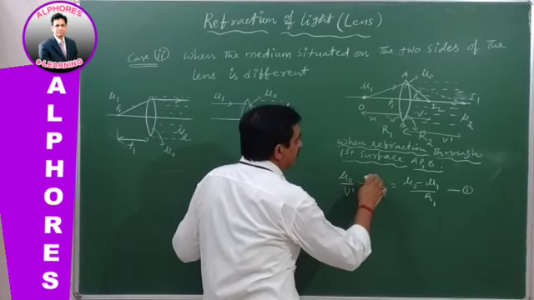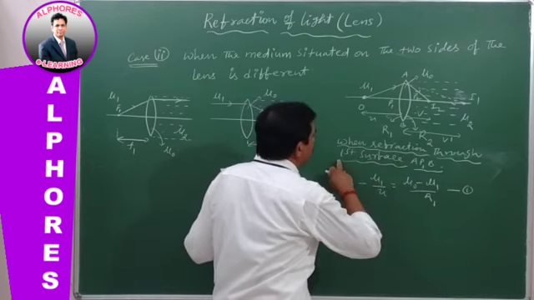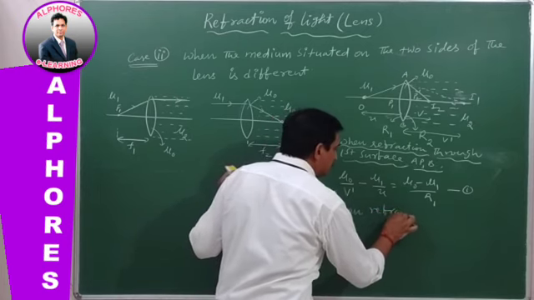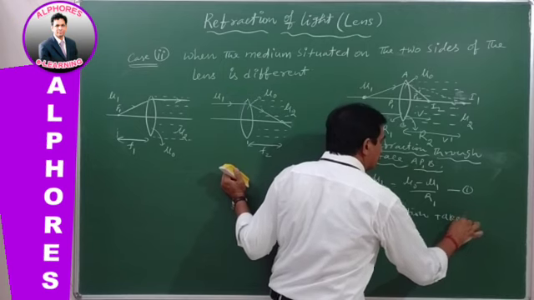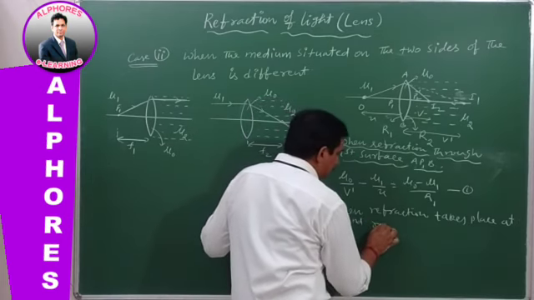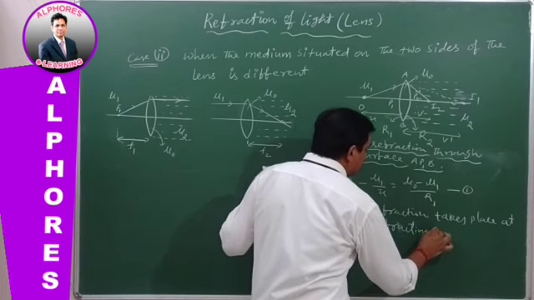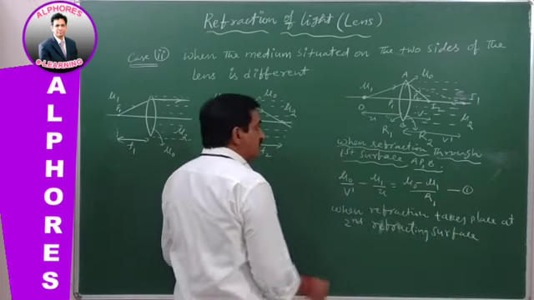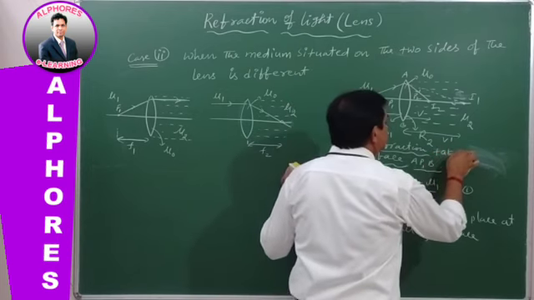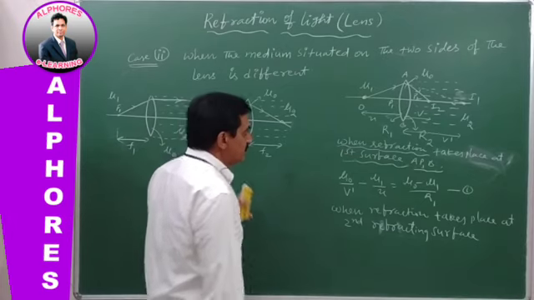So when refraction is through the second refracting surface, refraction takes place at the second refracting surface, now using the refraction formula here also. It is better to consider when refraction takes place at the first refracting surface, right?